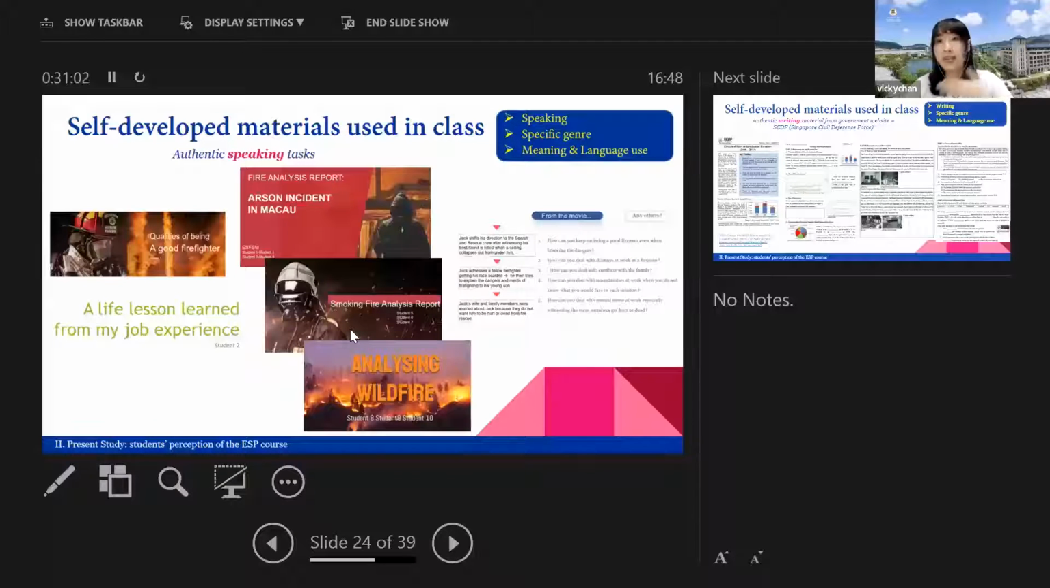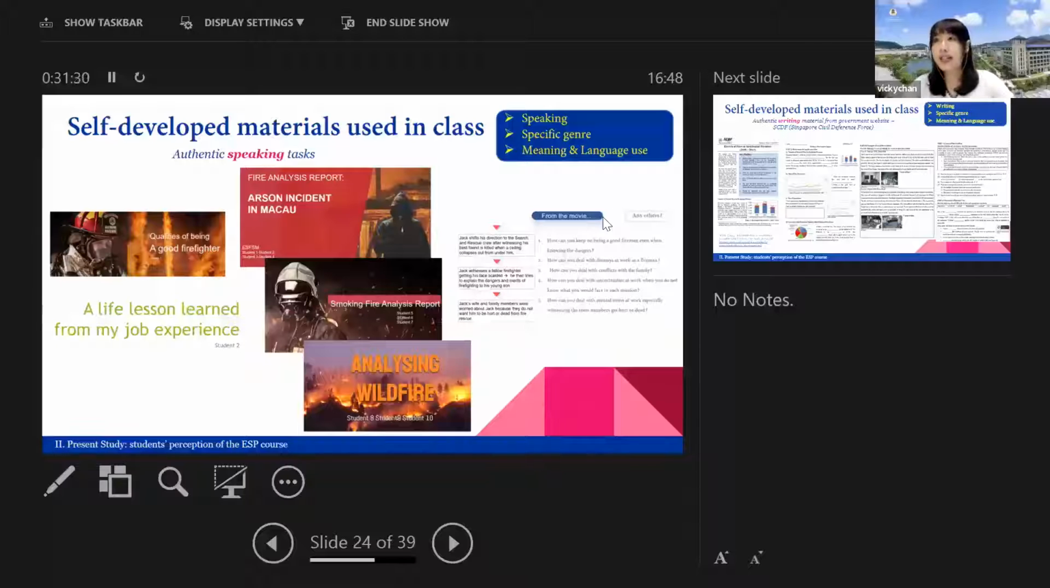And here would be their speaking tasks. As you can see, those are some tasks that students have produced. For example, they were asked to talk about their life as a firefighter, or what qualities good firefighters should have. And then they also have to analyze a particular type of fire in their field, for example, arson, smoking fire, and wildfire in Macau.